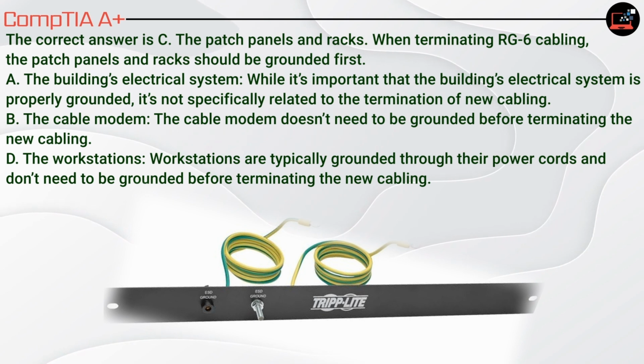A. The building's electrical system. While it's important that the building's electrical system is properly grounded, it's not specifically related to the termination of new cabling. B. The cable modem. The cable modem doesn't need to be grounded before terminating the new cabling. D. The workstations. Workstations are typically grounded through their power cords and don't need to be grounded before terminating the new cabling.